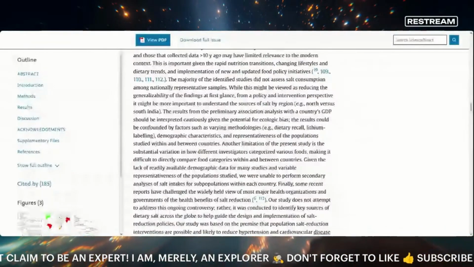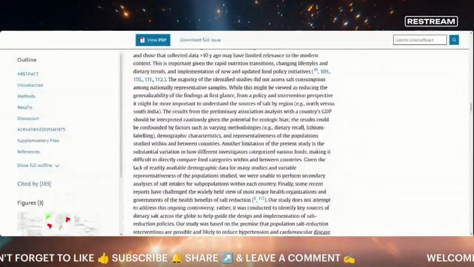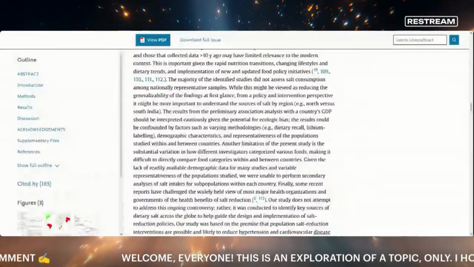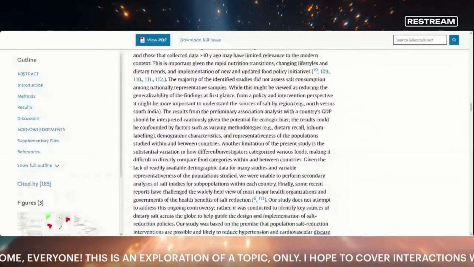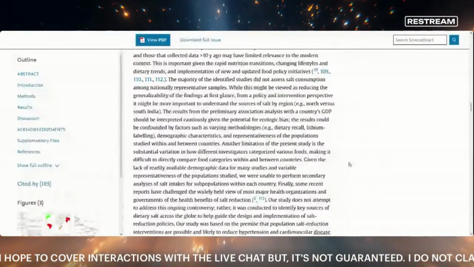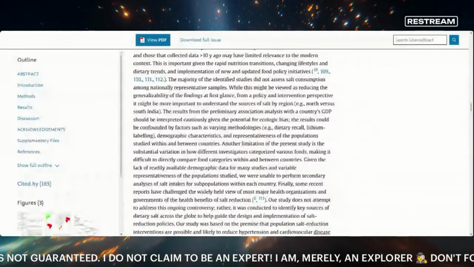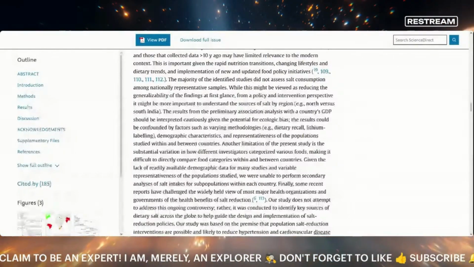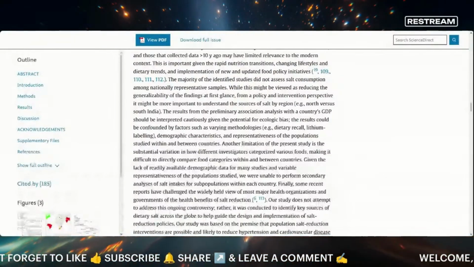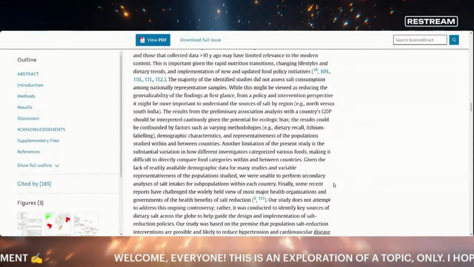There could be confounding factors such as varying methodologies, for example, dietary recall, label linking, and demographic characteristics of the population studied between countries. Another limitation of the present study is the substantial variation in how different investigators categorized various foods, making it difficult to directly compare food categories within and between countries. Given the lack of readily available demographic data for studies and variable representativeness of the population studied, we were unable to perform secondary analyses of salt intakes for subpopulations within each country.